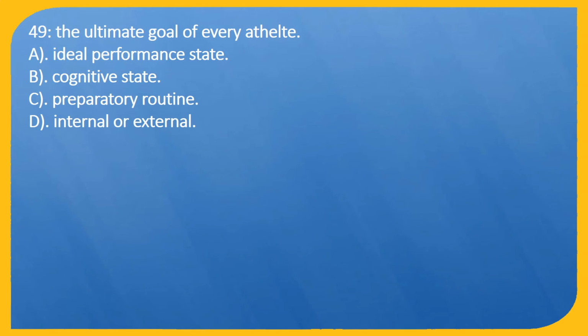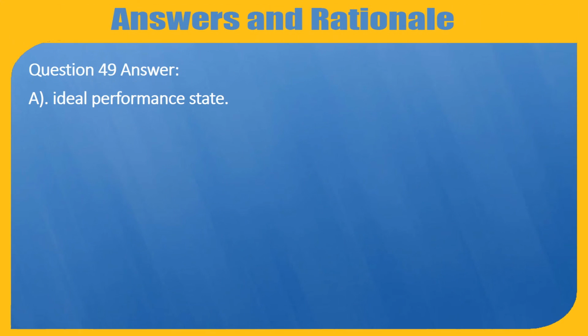Question 49. The ultimate goal of every athlete. A. Ideal performance state. B. Cognitive state. C. Preparatory routine. D. Internal or external. Question 49. Answer. A. Ideal performance state.